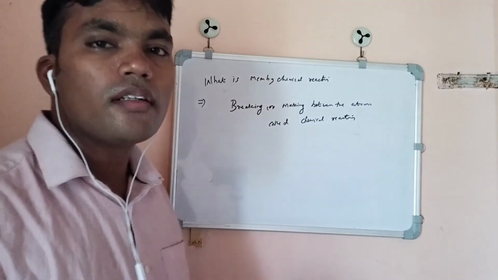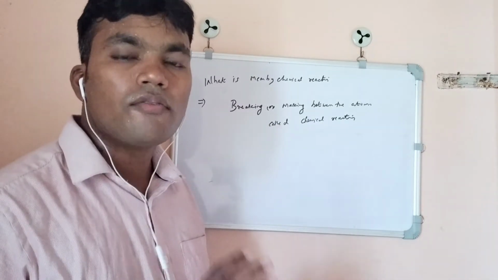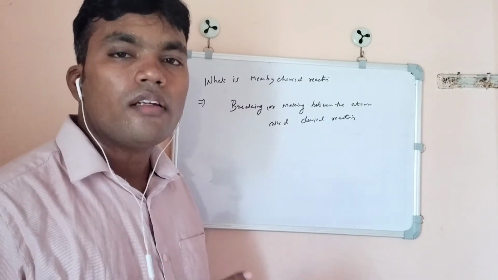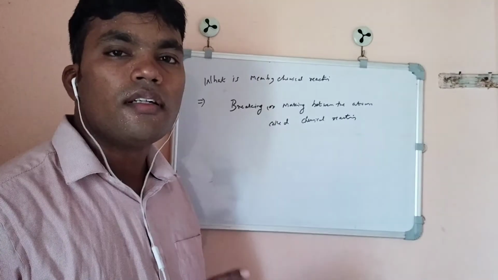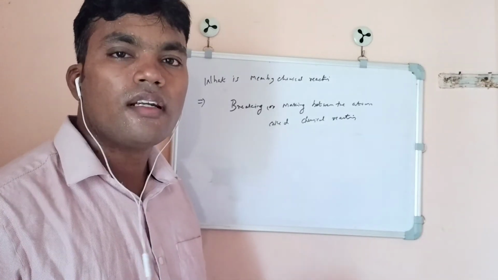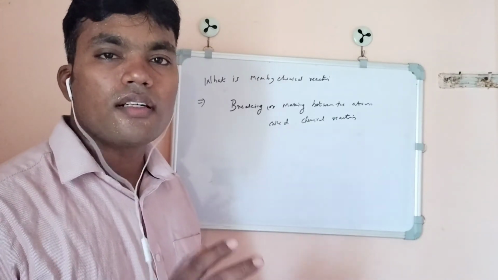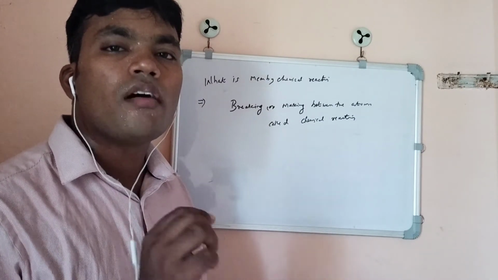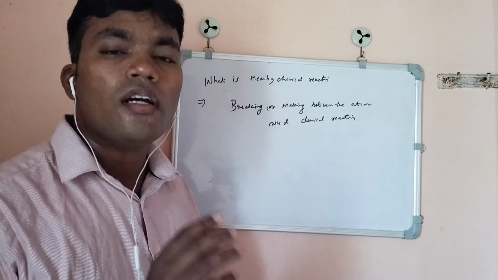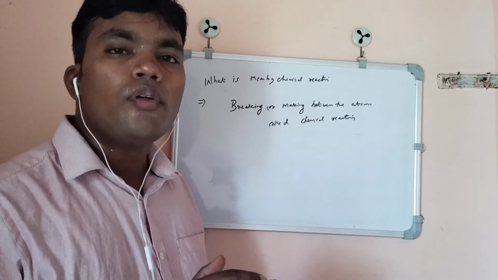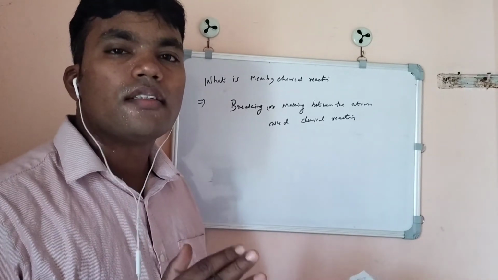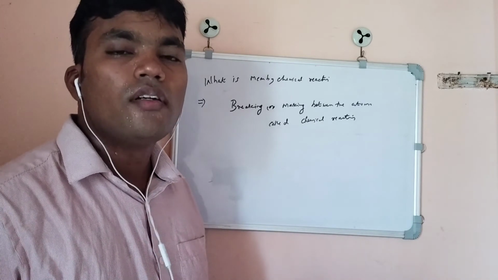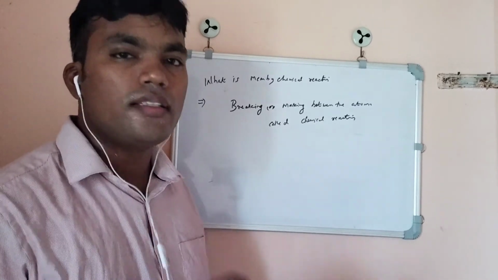What are the types of chemical reaction? First one is combination, decomposition reactions, displacement reactions, double displacement reactions, oxidation and reduction reactions. In this video, you are going to learn about oxidation and reduction reactions. After watching this video, you will be able to answer what is meant by oxidation reaction and what is meant by reduction reactions with examples.